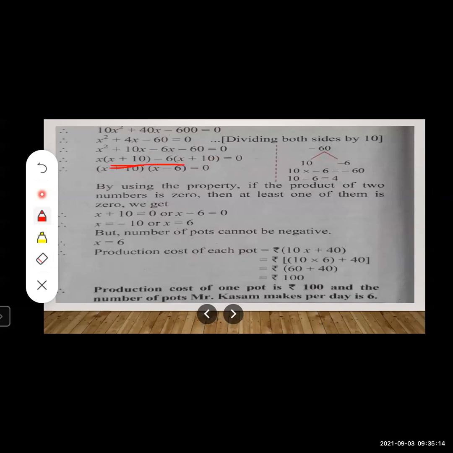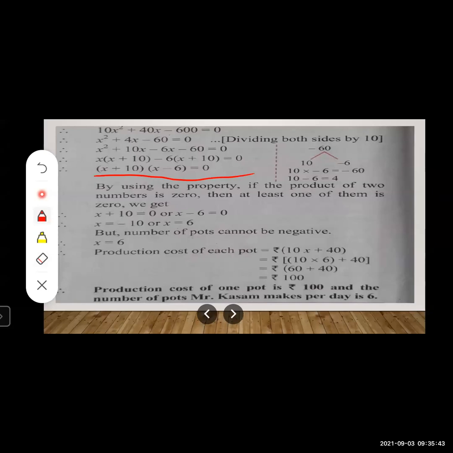So this is how you will get this. Now what is the common here? x plus 10. So let us write this x plus 10 as a common. Now after this, what is the remaining behind? x minus 6 is equal to 0, right? Now again, what you are getting here? Yes, x plus 10 in one bracket and x minus 6 in the other bracket.